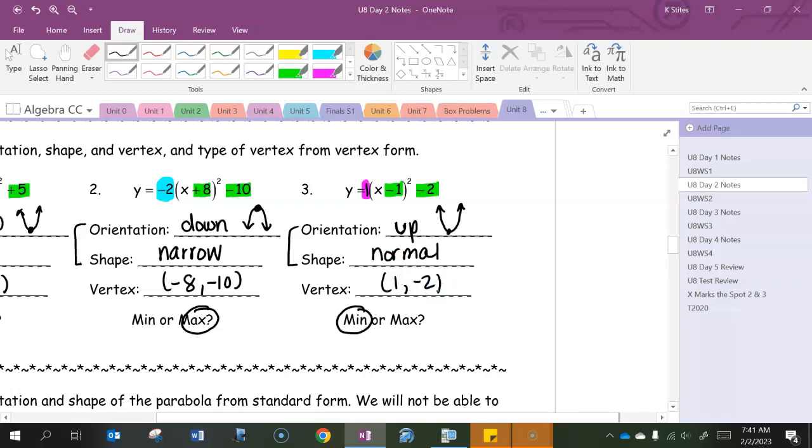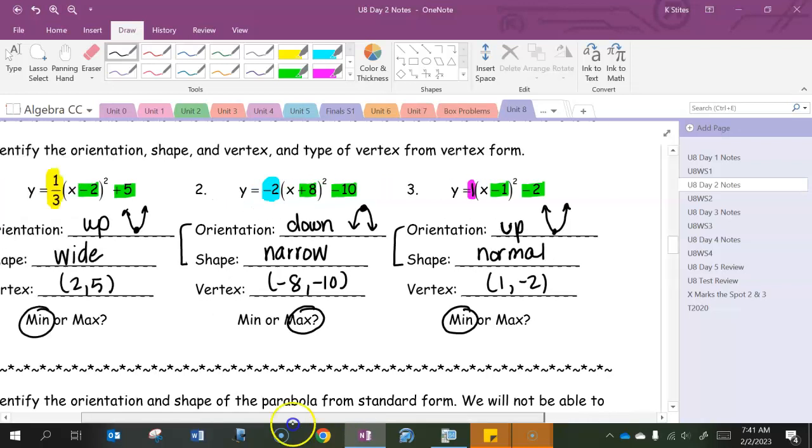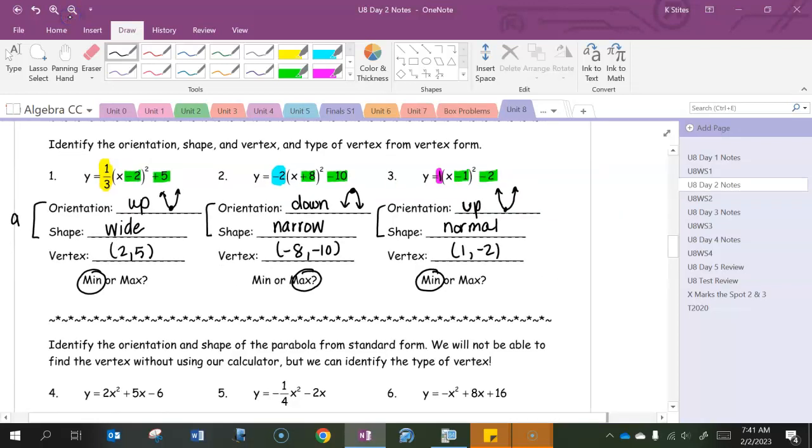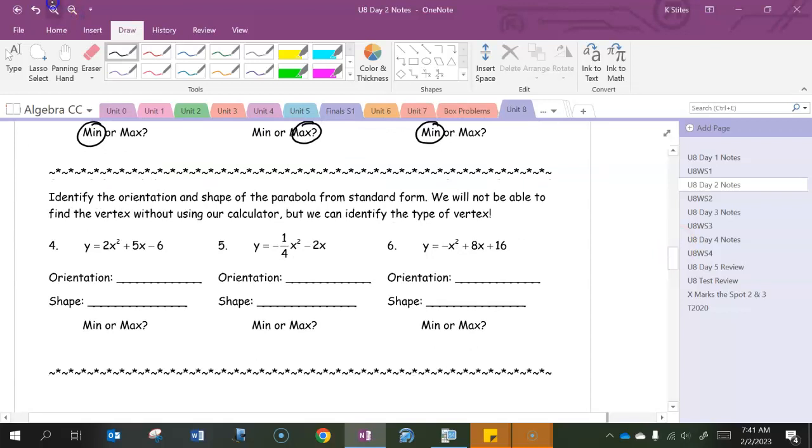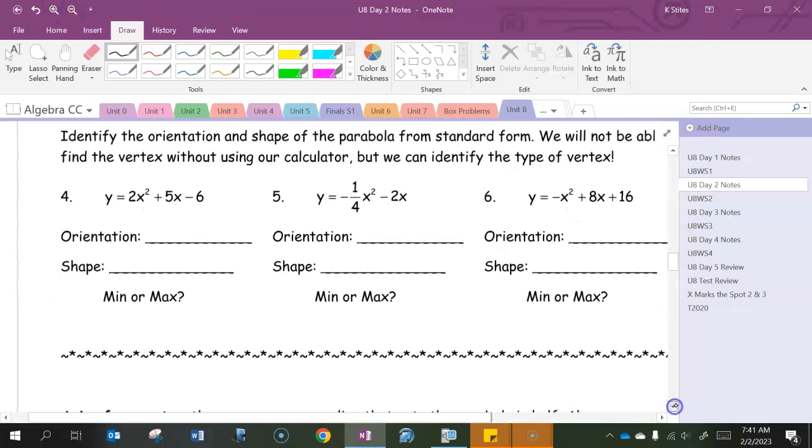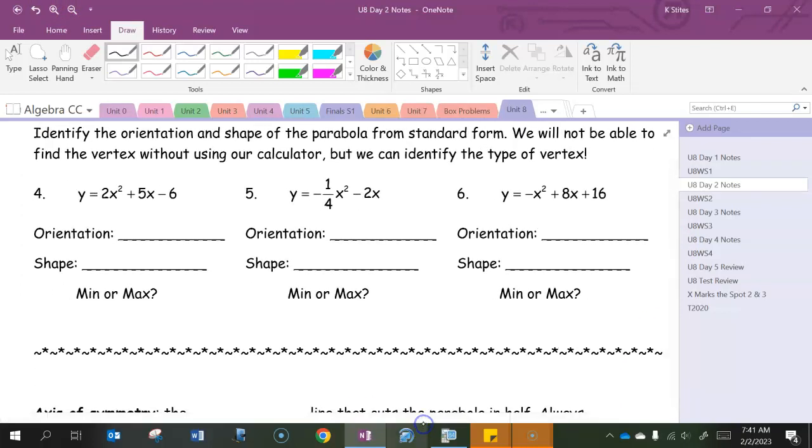Okay, so now we're going to do the same thing from standard form. However, in standard form, without your calculator, we are not able to identify our vertex yet. Okay, you will learn a way to in Algebra 2 Trig, but we are not going to worry about it for now. However, you can identify what type of vertex you have, whether it's a min or a max, and you can do orientation and shape. We just can't visually see the vertex like we can in vertex form.